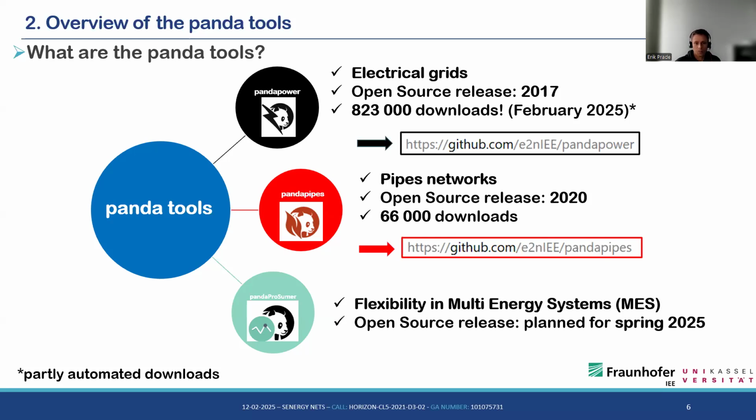Pandapipes is basically the little brother or little sister of Panda Power, and can be used for pipe networks. It was released 3 years later than Panda Power, in 2020, and has now up to 66,000 downloads. Then we have Panda Prosumer, which can be used for modeling time series and flexibilities in multi-energy systems. The open source release is also planned. For now, we have a date set in spring 2025, so relatively soon we want to release that.